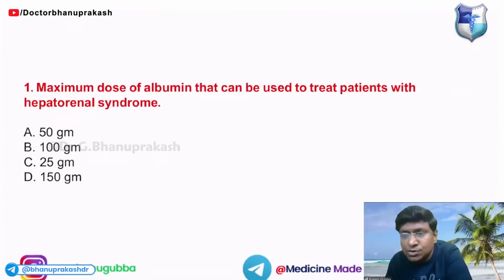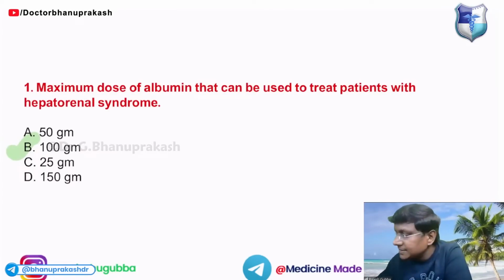What is the maximum dose of the albumin that can be used to treat the patients with hepatorenal syndrome? So what actually is the reason why you need to give albumin? Because albumin is the one which will cause the volume expansion and it can increase the renal perfusion. Okay, now we are done with the complications of the cirrhosis of liver.